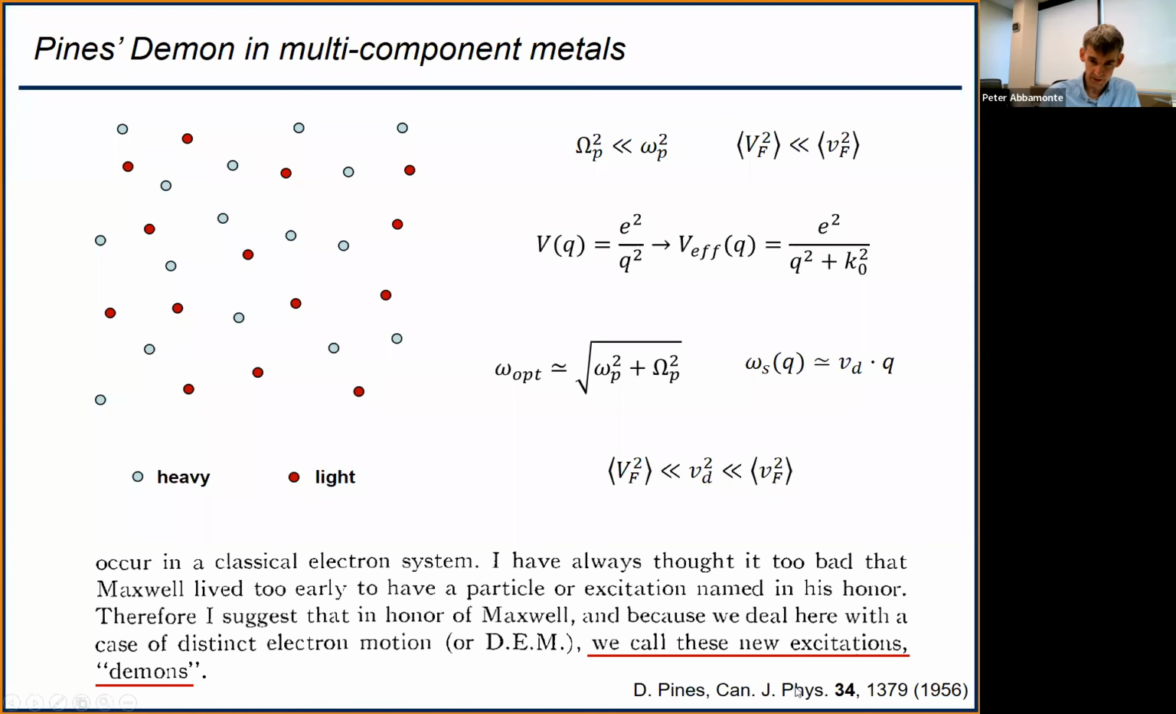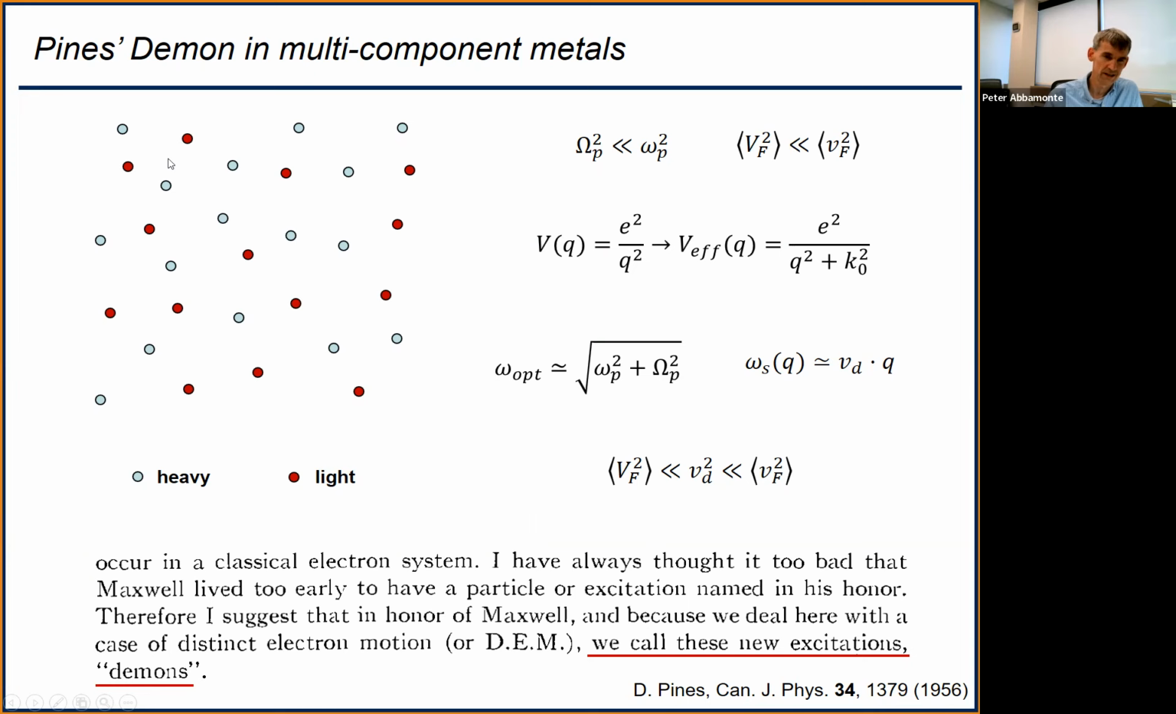And there was this paper in the Canadian Journal of Physics in 1956 where he considered what would happen if you had a metal with two species of electrons. So this is quite general. The conclusions from this are quite general, but you can think of this as, say, a material with two different Fermi surfaces. So there's two different flavors of electrons in the system.